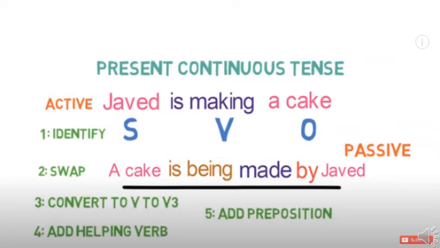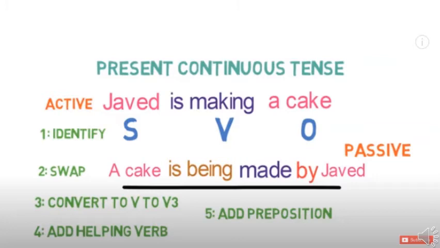That is, Javed and a cake will replace each other. In step 3, we need to convert the main verb to its third form. That is, it will become from making to made. Made is the third form of making.